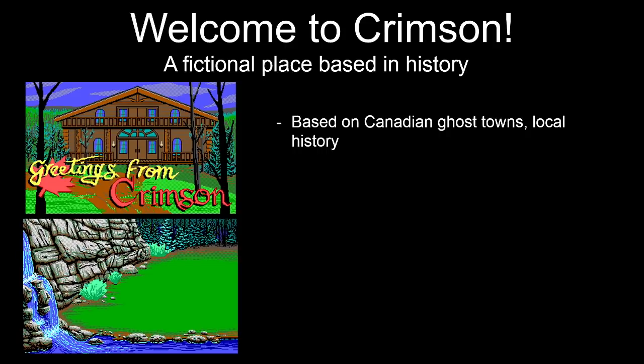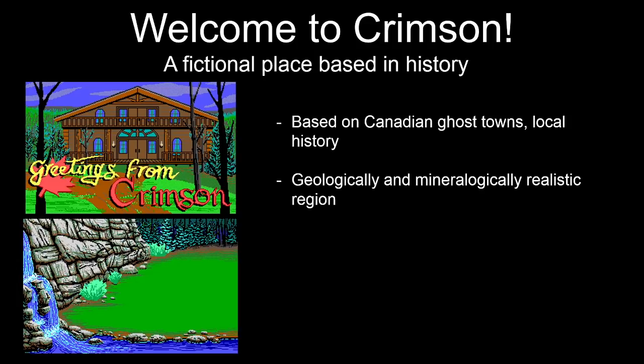Because a lot of ghost towns in Canada didn't last, especially in the time that the Crimson Diamond is set, which was the late 1800s, early 1900s. There were a lot of places, for instance, that were mining towns or timber towns, like for wood mills and stuff like that. And Crimson, Ontario, the town I created, I wanted it to be geologically and mineralogically realistic. I wanted it to be set as a place that used to be a mining town, but then became a ghost town because the mine ended up not being that profitable.